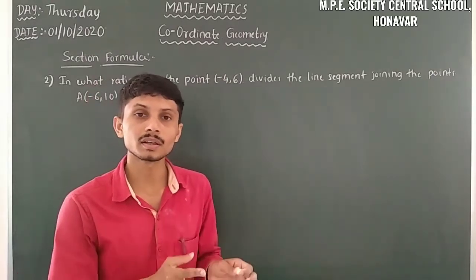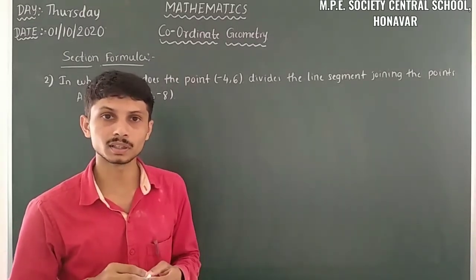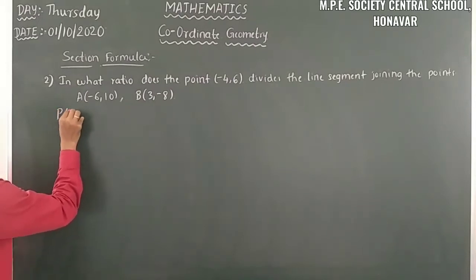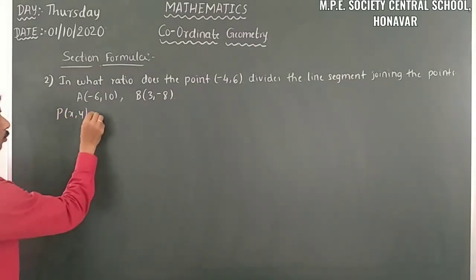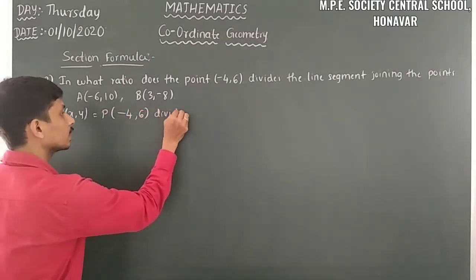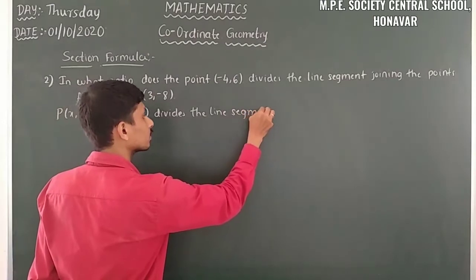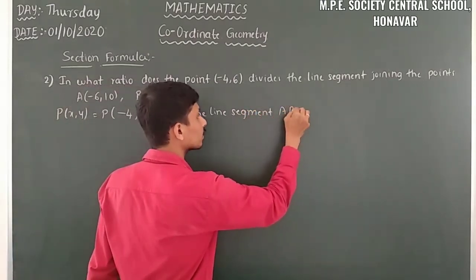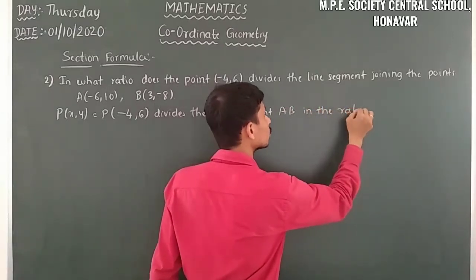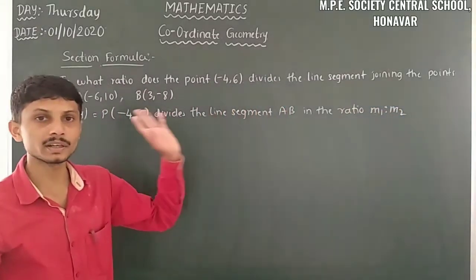So we have to find the ratio of M1 and M2. The coordinate is already given here. So let us consider P of x, y is equal to P of minus 4, 6 divides the line segment AB in the ratio M1 is to M2. So we have to find the value of M1 and M2 here.